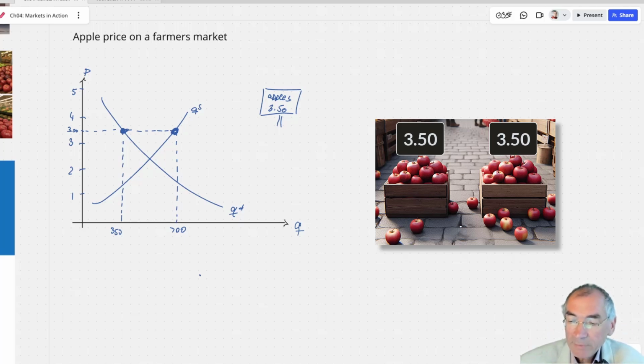So we have a difference between the quantity supplied and the quantity demanded. And the quantity supplied is bigger than the quantity demanded. We call this a surplus. Not to be confused with the consumer surplus we talked about in chapter 2, but it's just here surplus. It means more supplied than demanded.